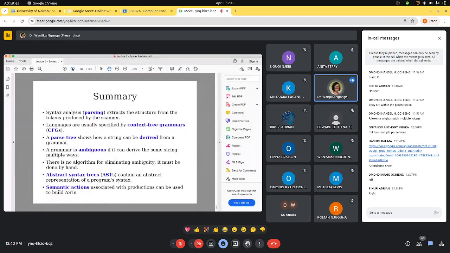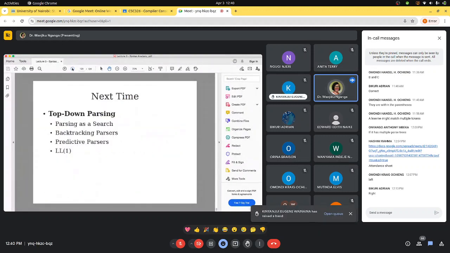Okay. And that brings us to the end of this class, which was basically an introduction to syntax analysis. So the next time, we are going to be talking about the different strategies for parsing. We'll start with top-down parsing, then after we're going to do bottom-up parsing. Most probably, you're all going to implement top-down parsing. It's the easiest to do if you're building your syntax analyzer by hand.